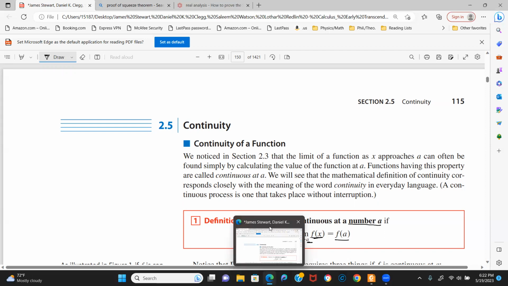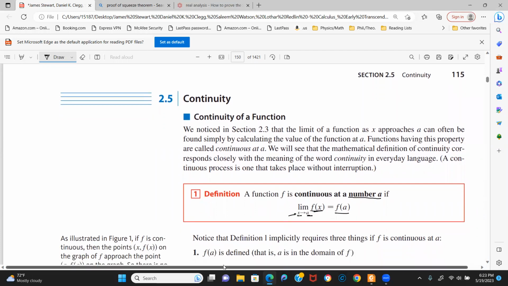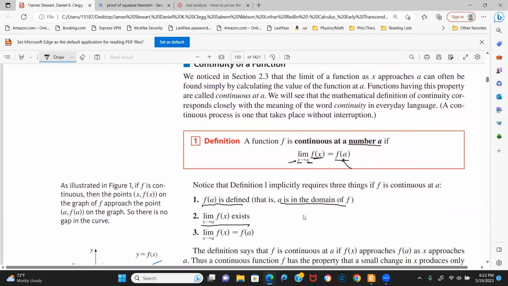And as this book notes, this definition implicitly assumes three things. First of all, the function has to be defined at this point. So this is a pretty strong requirement. There's a lot packed in this definition of continuity. It requires that f is defined at a, that is, a is in the domain. You can't even write f of a if a is not in the domain of f. It wouldn't make sense. And the next thing is that this limit exists. And finally, not only does this limit exist, but it equals the value of the function.